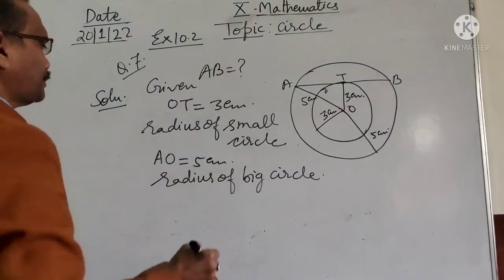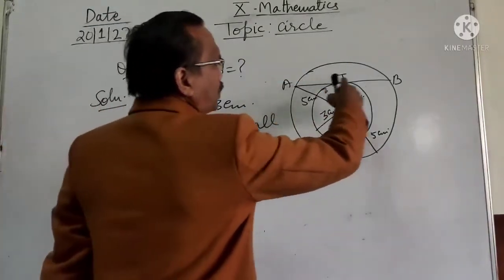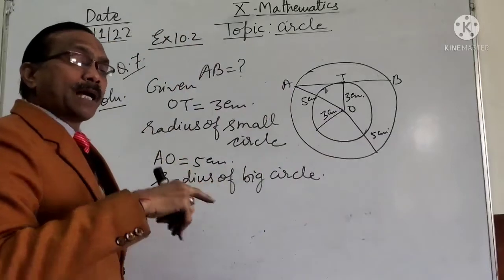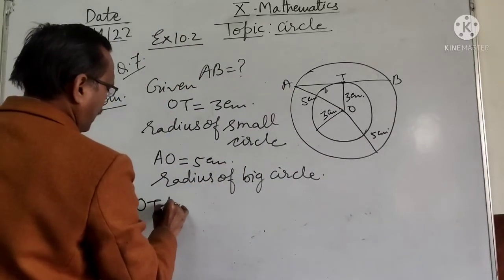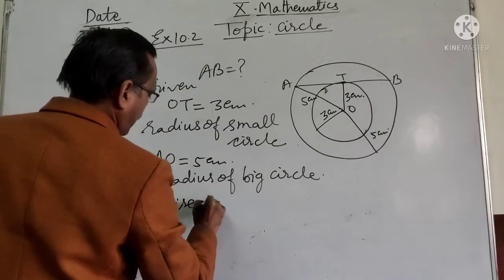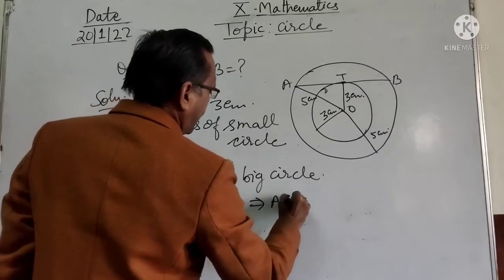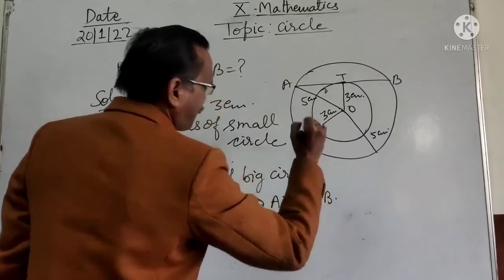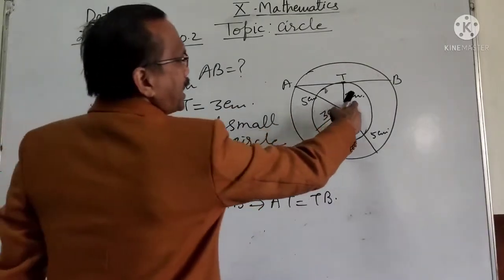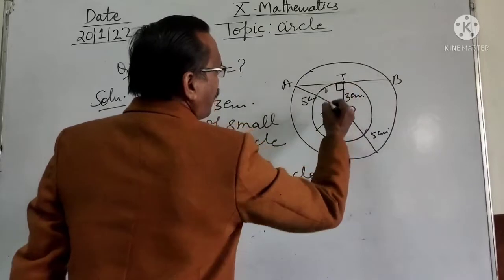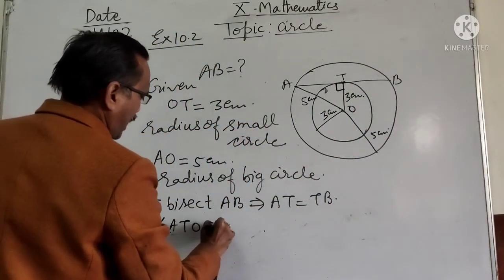Now, the perpendicular drawn from the center to the chord bisects the chord. Since OT bisects AB, therefore AT equals TB. Now, the radius is perpendicular to the tangent, therefore angle ATO equals 90 degrees.